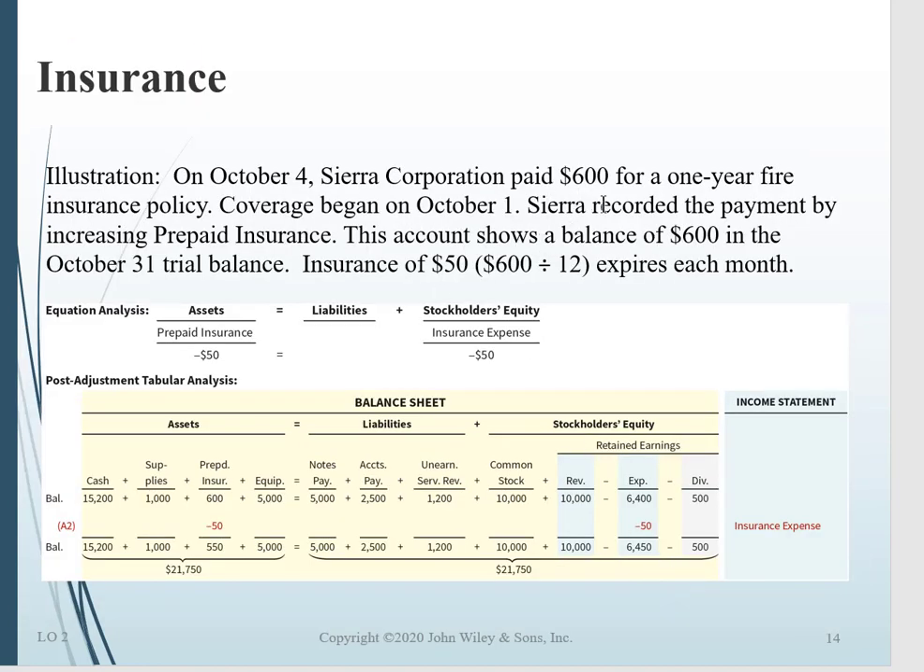So we paid $600 for 1 year fire insurance. Well, 600 divided by 12, that means every month there's going to be a $50 expense. But what we did here, remember, we have prepaid insurance. We paid the cash, and we recognized this as a prepaid insurance. So at the end of this month, we need to deduct $50 from that. So we deduct $50 from the asset. And again, that shows over here as insurance expense as a negative number.